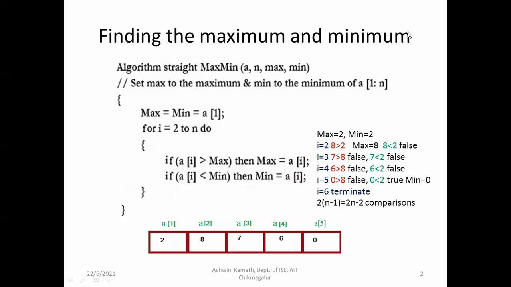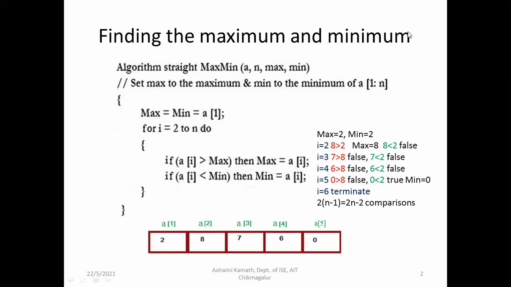Can we reduce the comparisons here? Yes, we can reduce the comparisons. If one condition is true, don't check the other condition, so that the number of comparisons gets reduced. Obviously, the other will be false. For example, in the first case, i is equal to 2. 8 is greater than 2. 8 can't be less than 2. So you need not check the second condition if the first condition is true.